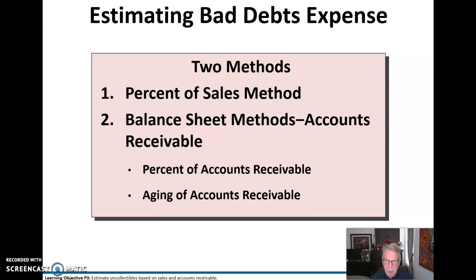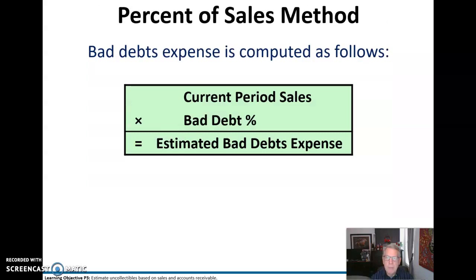Okay, so if I were to use a percent of sales method, I'm going to take my bad debts expense and compute it like this. We take our bad debt percent, multiply it by our current period sales, and that gives us our estimated bad debt expense. Just that simple.